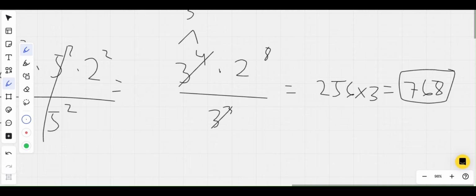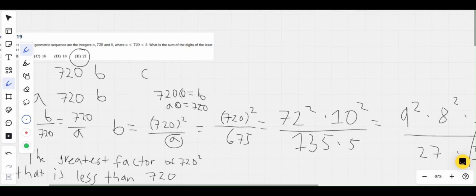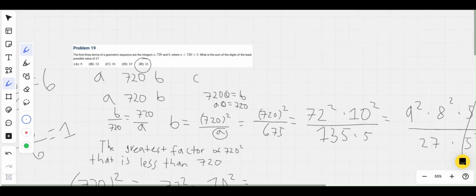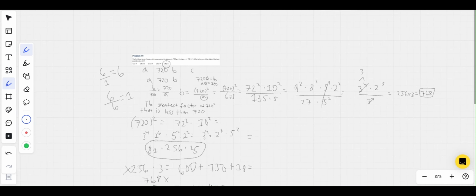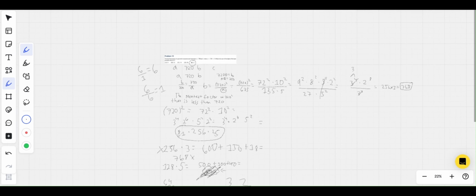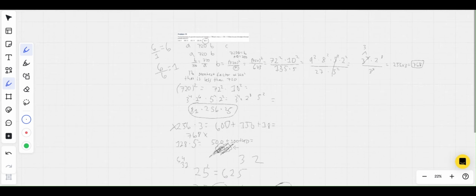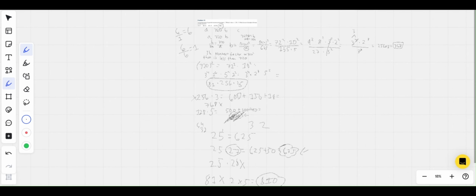And 7 plus 6 plus 8 equals 21. And so E is our answer. And I know this isn't the most ideal solution because I used a lot of guess and check, but it was just the most intuitive for me because I knew you can't really go above 675 and all the powers and everything.